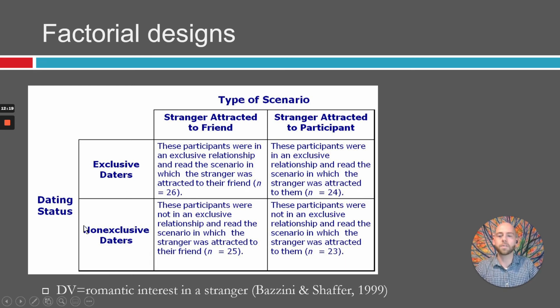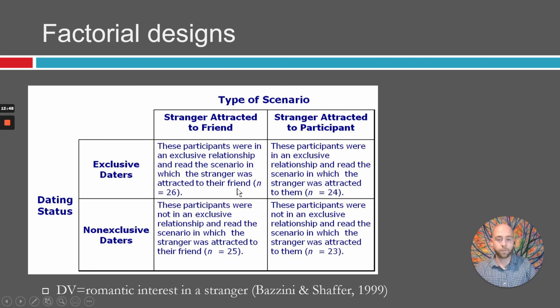And they measured the dating status of the participants. The participants were either people that were in an exclusive relationship or people that were not in an exclusive relationship. They also manipulated something about the type of scenario. So is the stranger they read about attracted to a friend of the participant, or is the stranger they read about attracted to the participant themselves? And then they measured the romantic interest that each participant had in that stranger.